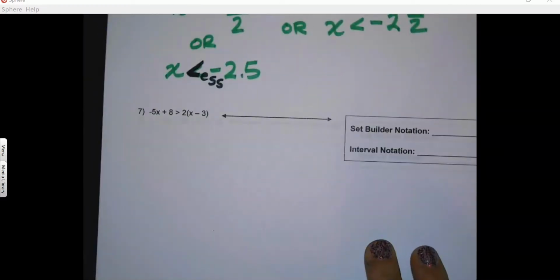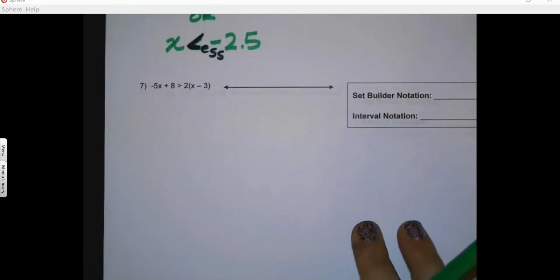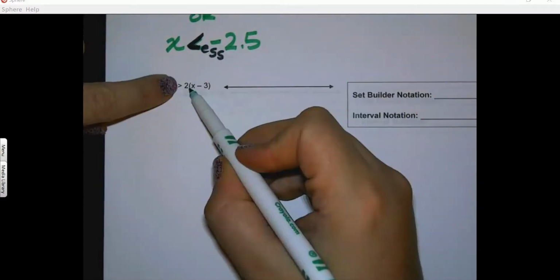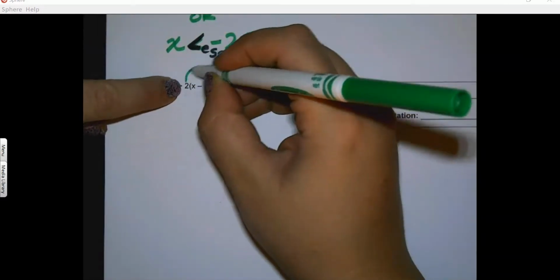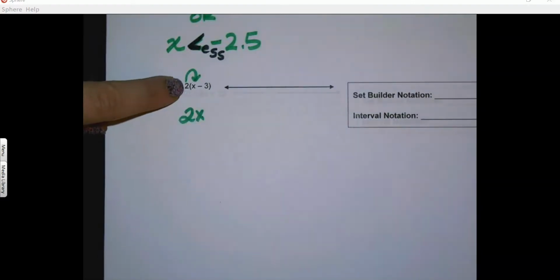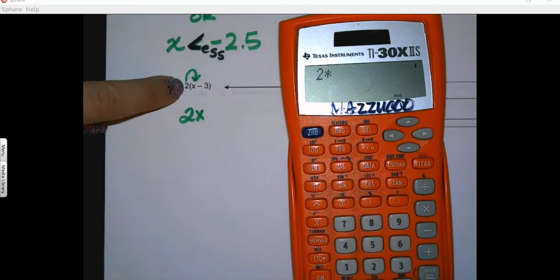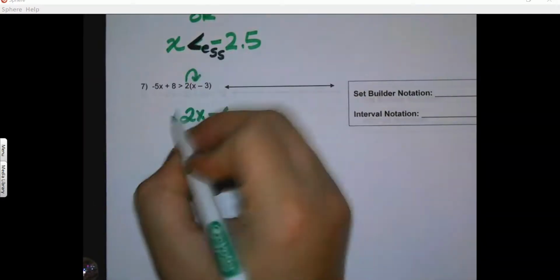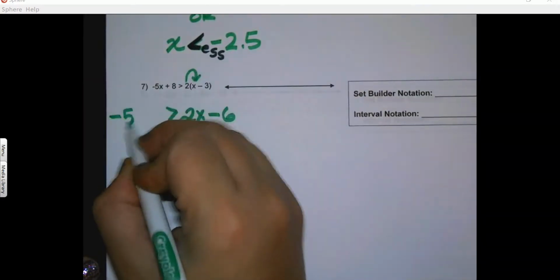Okay, so let's go ahead and take a look at our next problem here. The very first step is we want to simplify. We have parentheses, so we're going to distribute. 2 times x is 2x, and 2 times negative 3 is negative 6. Now I'm going to bring down the symbol, and then the negative 5x plus 8 gets brought down.